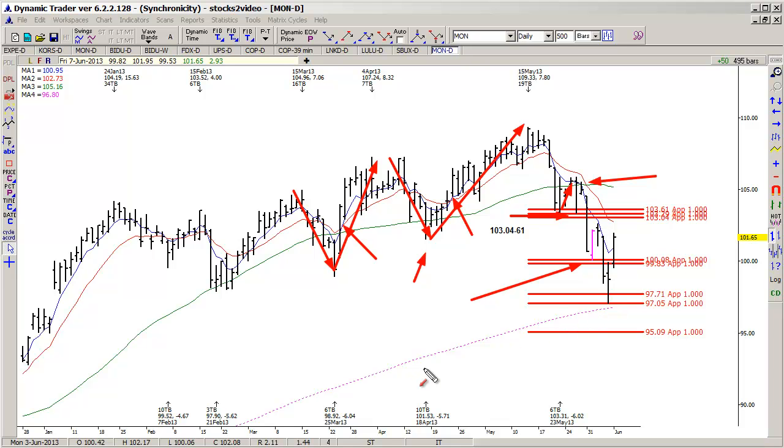So if we want to look at the most recent symmetry projections and where we did see a bounce, yes, you did get a nice bounce off of the symmetry support, but you can see that we still have not had the moving average crossover to the upside. Okay, so if you want to play it really safe in Monsanto, you might want to wait for that.